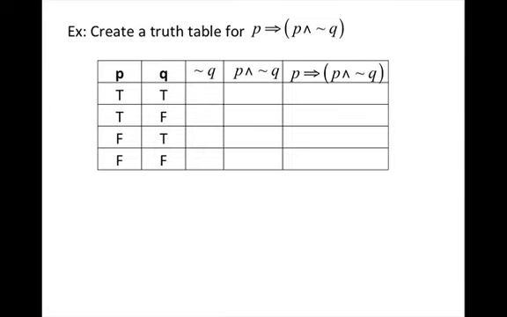So let's begin with not Q. Not Q is the opposite of Q. So if Q is true, false, not Q is false, true. Next, I want P and not Q. So I compare my P column to my not Q column. And is only true when they're both true. And this happens in my second row. The P and the not Q are both true in the second row. So the and is false everywhere else.